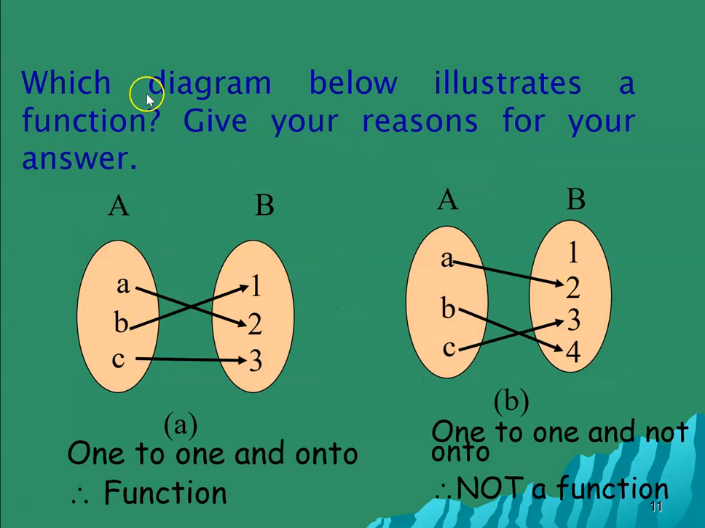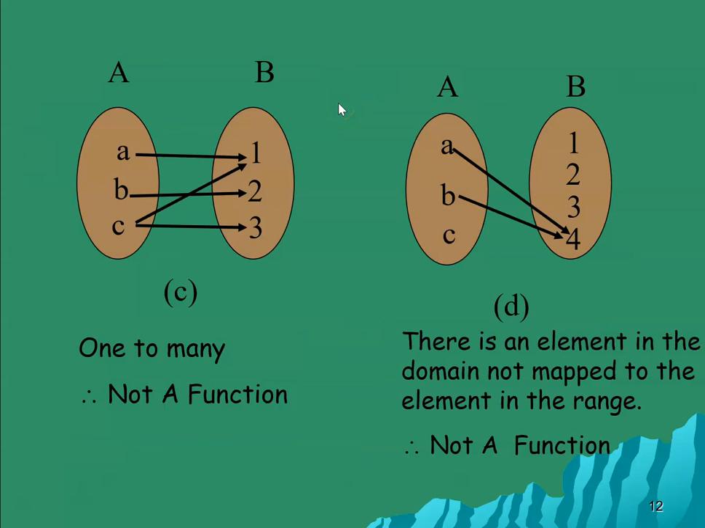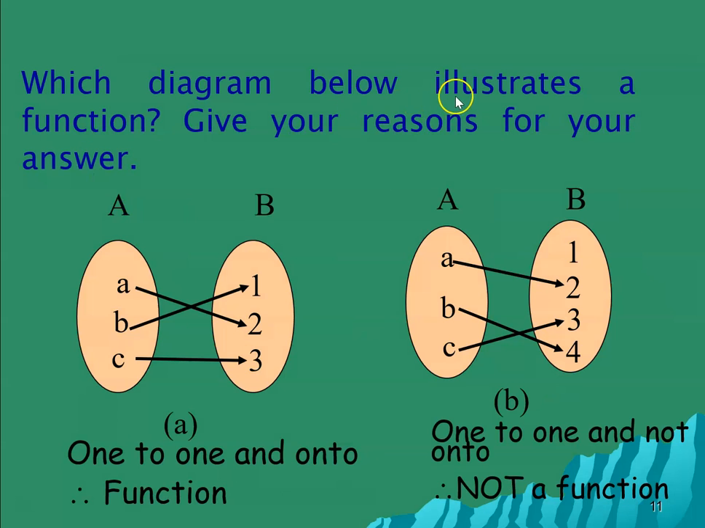If you see this example, which diagram below illustrates a function? Give your reason for your answer. So which diagram? This one. Is this one a function? We see A pair to this one, B pair to this, and C pair to this. This is actually a one-to-one and onto function. So this we call it as a function.